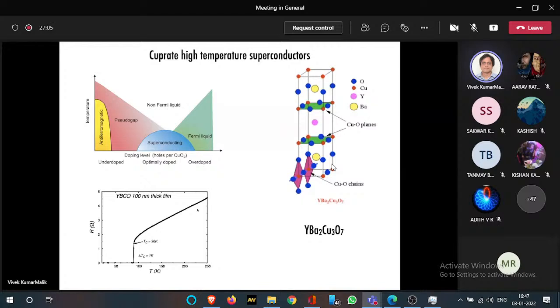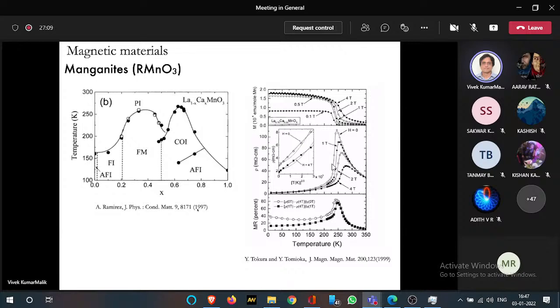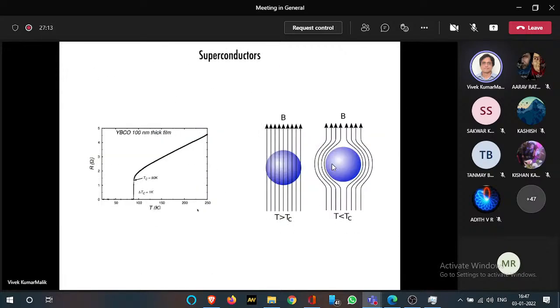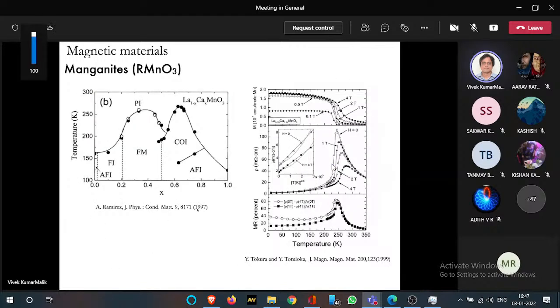So this is an actual YBCO thick film. Another, as I said, superconductivity and magnetism do not go together, because they have an antagonistic kind of relation with each other. They do not like each other. So if you use some magnetic materials, one of the interesting magnetic materials with a similar kind of phase diagram is called manganites.